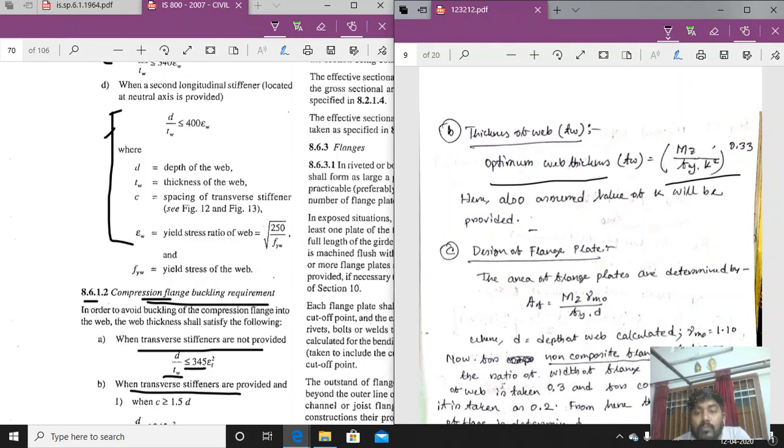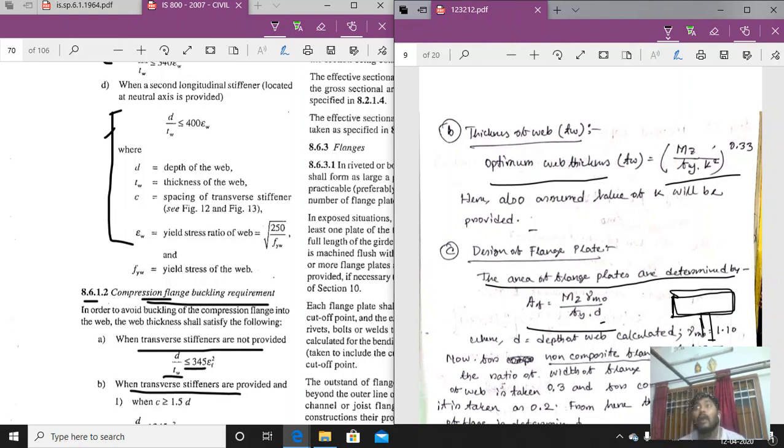The area of the flange plate is determined by the formula AF equals Mz into gamma m0 divided by fy into d. The Mz value we know, that is the maximum bending moment. Gamma m0 we know, that is 1.10, and the d we have determined. Depending on d, it will give the area of the flange. So this is the flange plate, and beyond that this is the web. So the flange plate area we know.